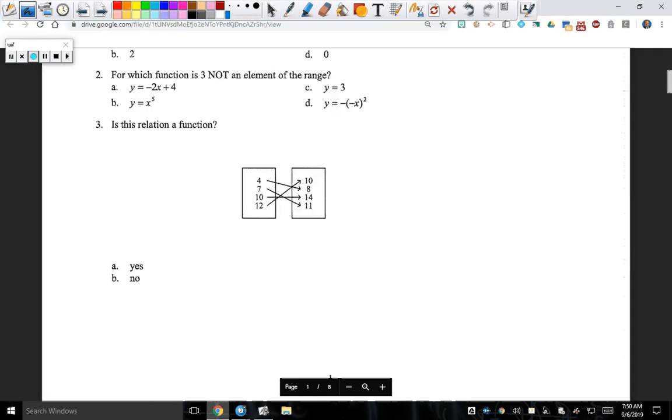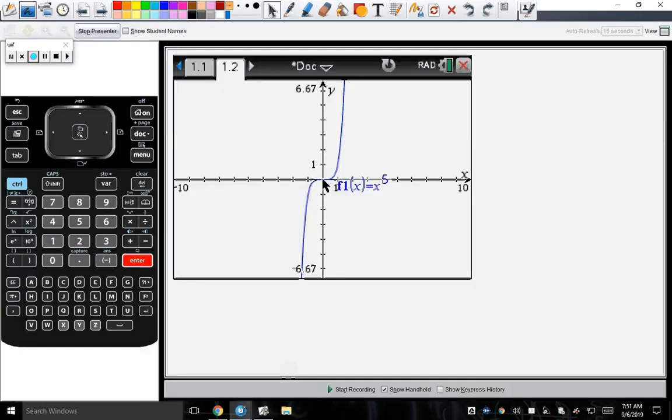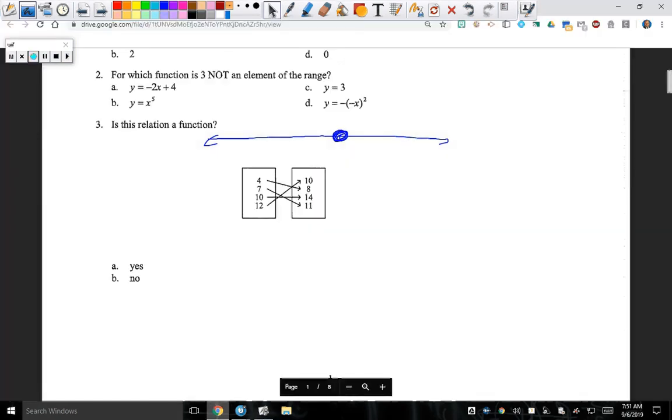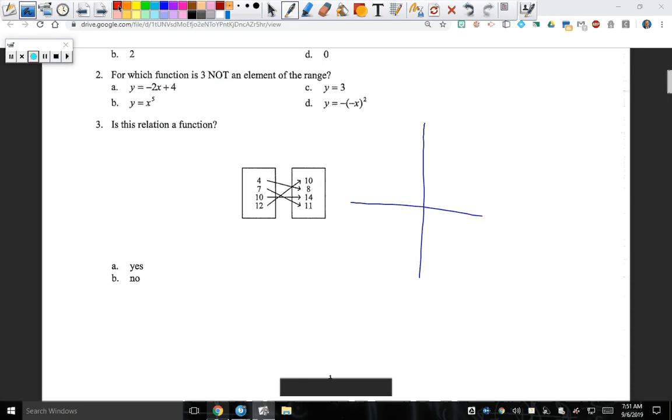Looking at this, if you were to ask yourself, is 3 an element of the range of what we just saw? Well, here's 3, and we know it's actually hitting the graph right here. So we know it's not going to be that one, because 3 is an element of the range. So it's not B. And then if we were to graph y equals 3, well, y equals 3 is the line that we've been drawing, essentially, and it's always an element of that range, so we know for sure it's not C.